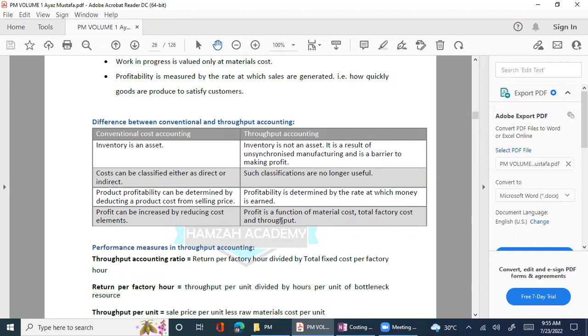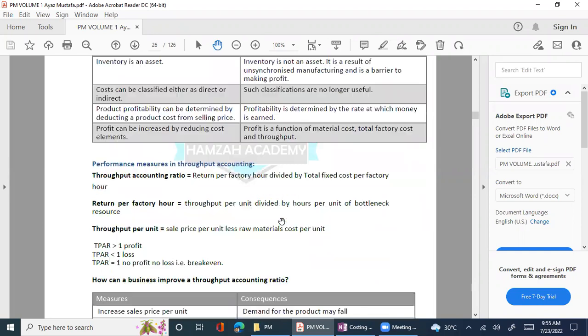Cost can be classified either as direct and indirect, but such classifications are no longer useful in throughput accounting. Throughput accounting profitability is determined by the rate at which money is generated and how quickly. Then profits can be increased by reducing cost elements, but profit is a function of material cost, total factory cost, and throughput. Sorry. So there will be a throughput accounting ratio.